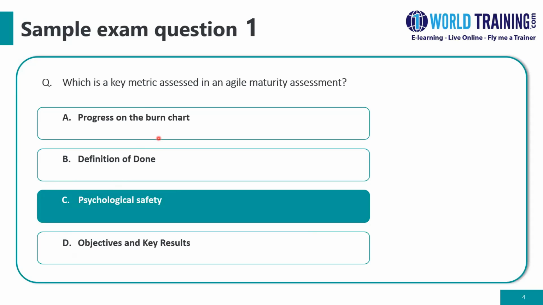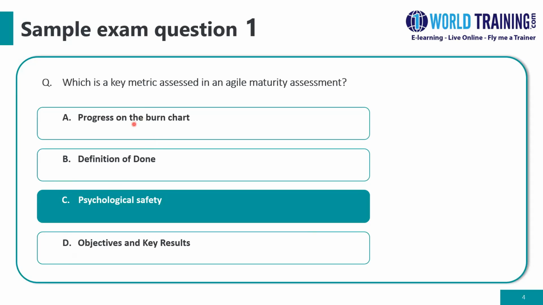So psychological safety is definitely one of the key metrics for agility. And so that is correct. And the maturity assessments for agility are carried out in the first process of starting up a project. Or if missed there, then it should be done in the initiating a project process in the initiation stage.